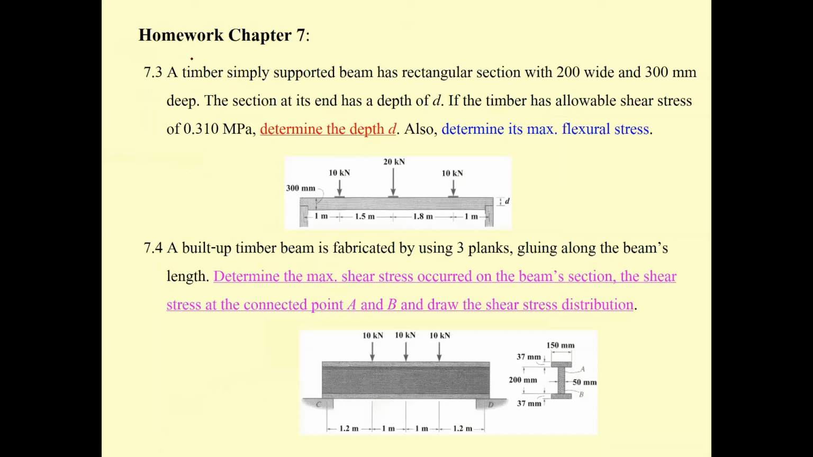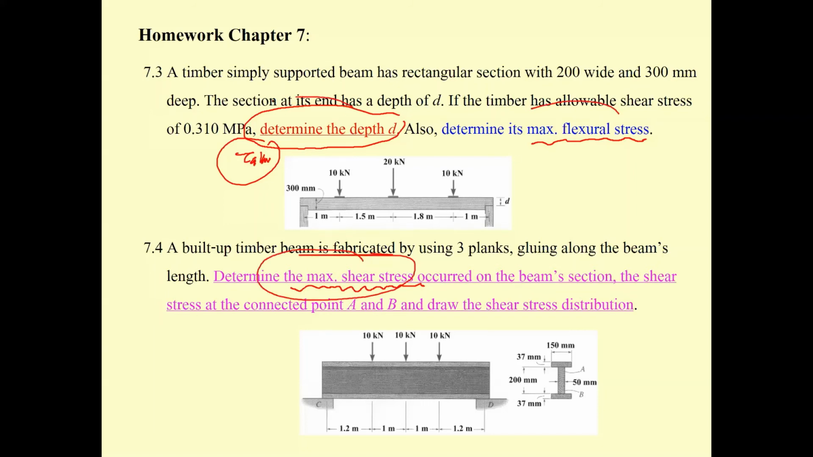Okay, and this is the example asking you to determine. This is for chapter 6. Then you can also design this beam based on the allowable stress. This is going to be chapter 7. They may ask you only to determine the maximum shear stress. This is just for the analysis. This is for the design. The problem can be mixed, both the analysis and design together.